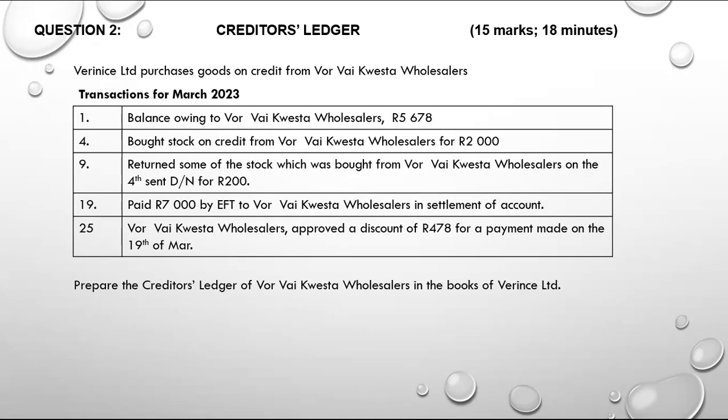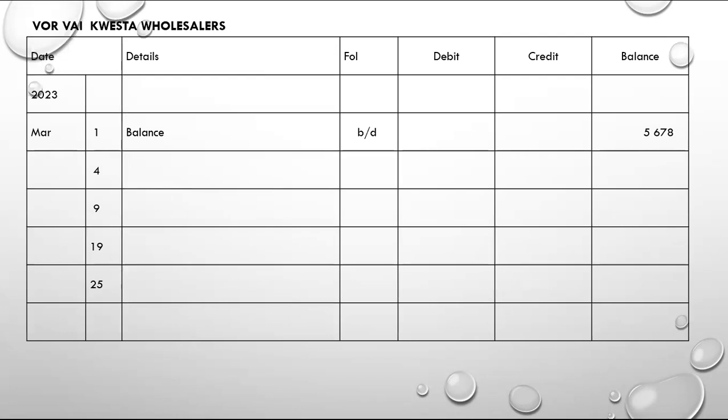It says on the 4th, we bought stock on credit from Volvi Questa wholesalers for 2,000. When we buy goods on credit, please note that in the creditors ledger, debit means minus and credit means plus. Since we bought goods from Volvi wholesalers, and the details you'll put in invoice number.